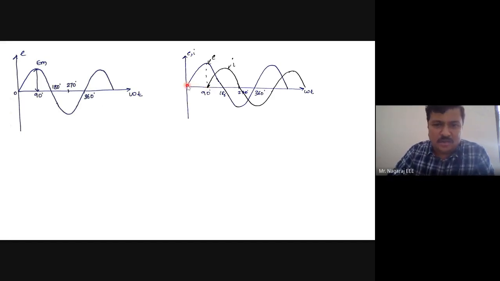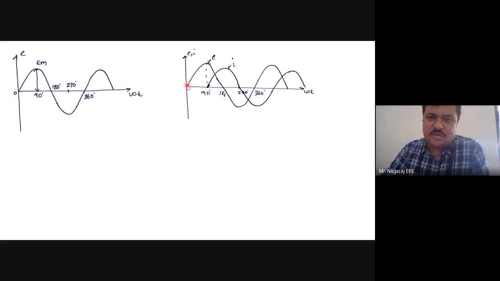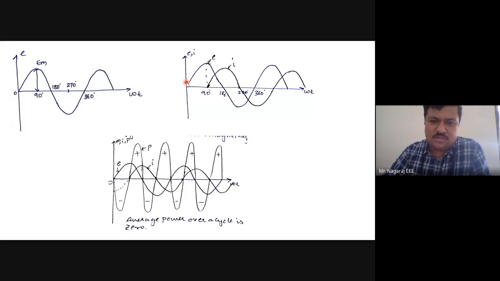Voltage is starting at 0 degrees. Current is starting at 90 degrees, after 90 degrees of voltage. So it is lagging. Therefore, the current is lagging behind the voltage by an angle of 90 degrees. Now this is the power waveform. So voltage is existing from 0. Current is existing from 90 degrees. And power, now you can observe. Voltage is positive, current is negative, power is negative. Voltage is positive, current is positive, power is positive. Voltage is negative, current is positive, power is negative. Voltage is negative, current is negative, power is positive.